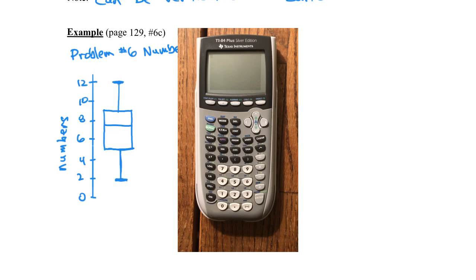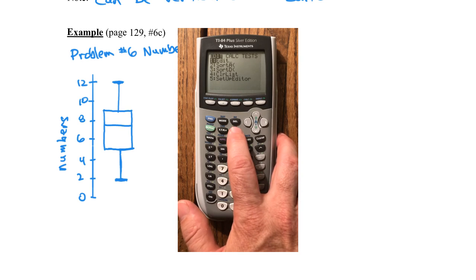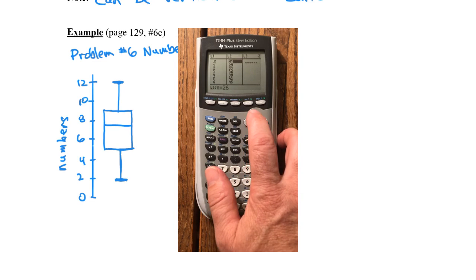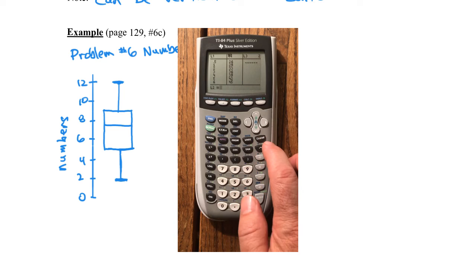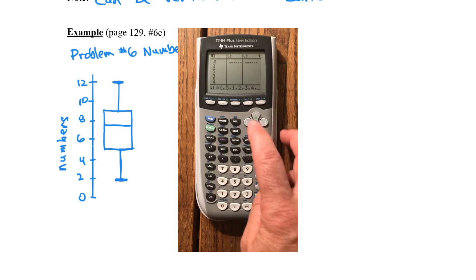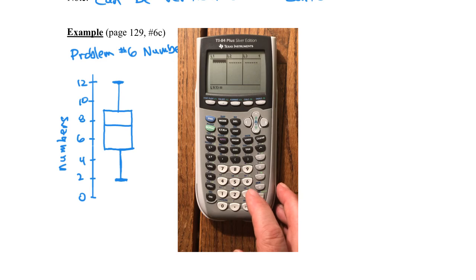So first I have to put the data in the calculator. If you remember, go to the Stat button, and hit Enter to go to Edit. There's already some things in here, so I go up arrow, Clear, Enter. The other way you can do it, I go up to there, hit Clear, and then down arrow. That also does it. And just need to put the data in here.